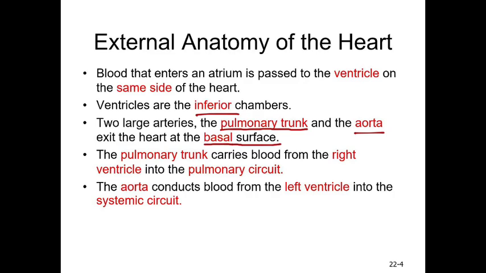The pulmonary trunk is going to be carrying blood coming from the right ventricle, and that is going to be going into the pulmonary circuit that is going off to the lungs. The aorta, instead, is going to be carrying blood from the left ventricle, and that's the blood that's going to be going into the systemic circuit that is going off to all of your body systems.